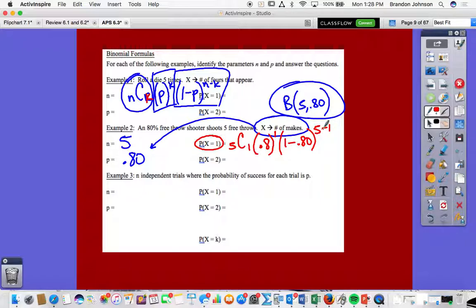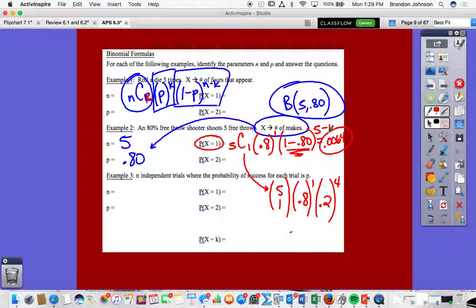So if I was to rewrite this, I would put 5C1, which I could write as 5 over 1, right? 5 choose 1. And then I would multiply by 0.8 to the first, or just 0.8, it's fine. 1 minus 0.8 is 0.2, that's failure. That's if I miss. And that will be to the fourth. Once I distribute this, the probability that I would hit one free throw, I could expect that to be 0.0064.